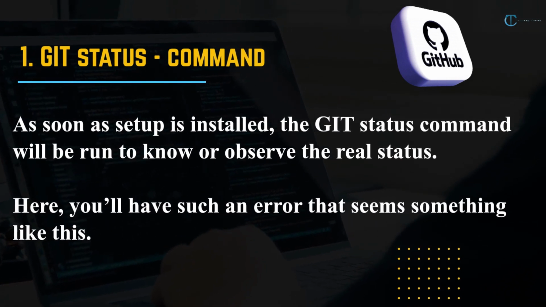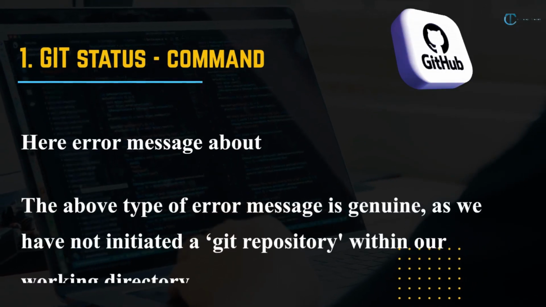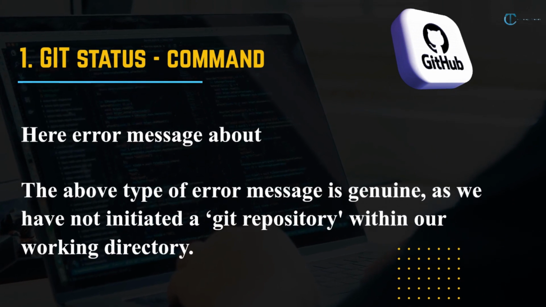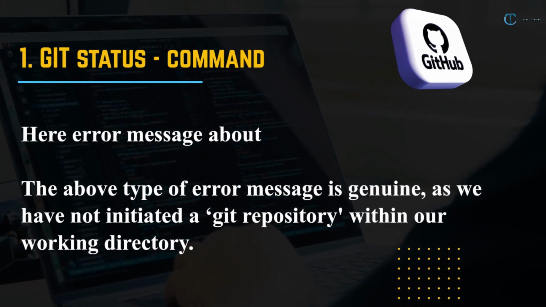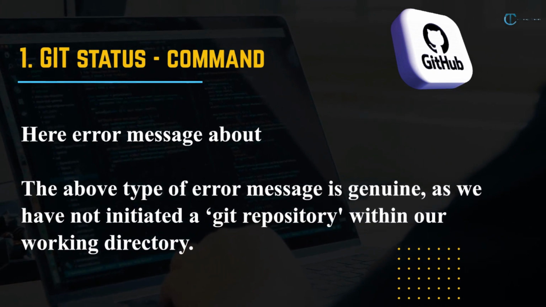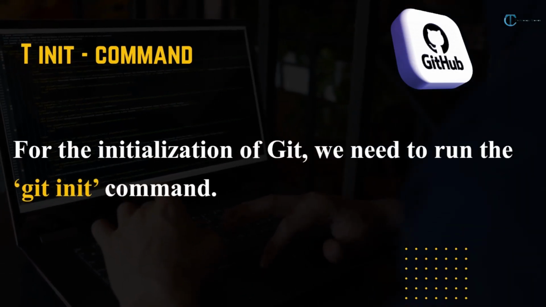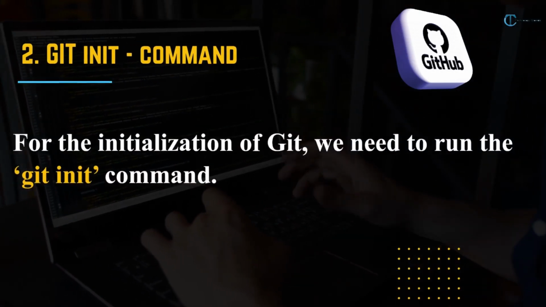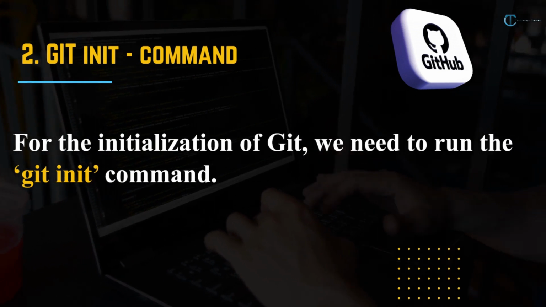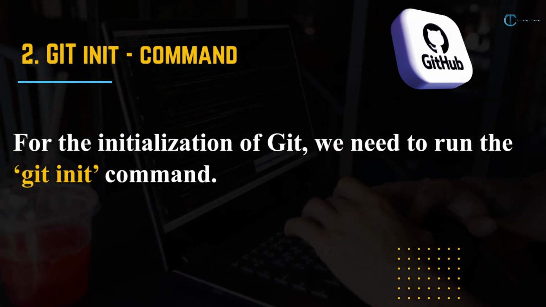Here, you'll have an error that looks something like this. The above type of error message is genuine, as we have not initiated a git repository within our working directory. 2. Git init command. For the initialization of git, we need to run the git init command.